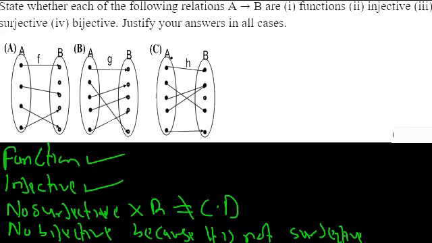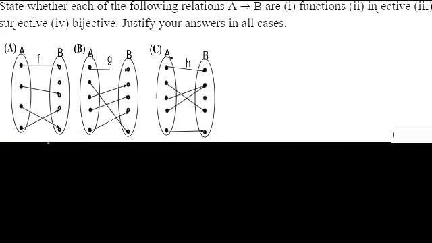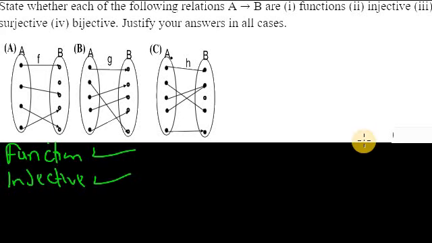For the second diagram, A is mapped to A. The first one is mapped to the first one. Good. This is mapped to this. This is mapped to this. This is mapped to this. So it is a function. Every input has one and only one output. That's the reason. Is it injective? Different inputs have different outputs. That's nice. It is injective, because different inputs have different outputs.